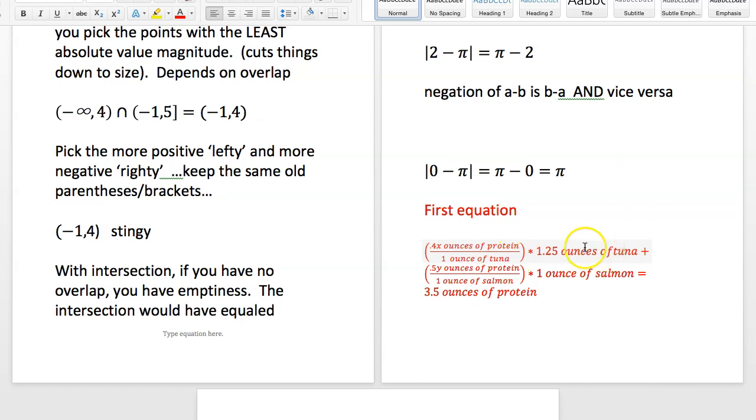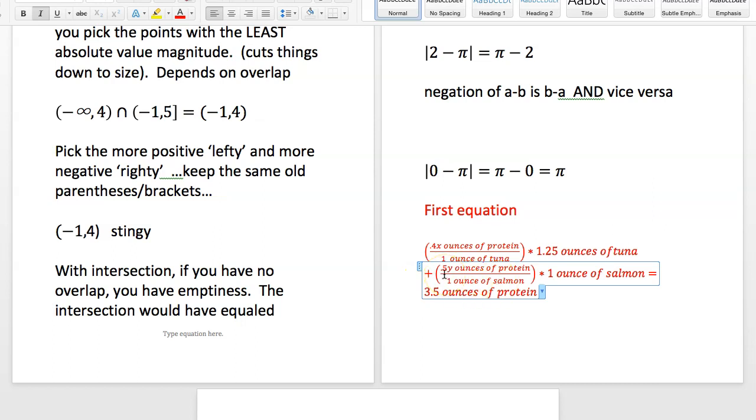So ounces of tuna will cancel each other here and here. Ounces of salmon will cancel each other here and here, because there's 0.4x ounces. There's 0.4 ounces of protein per ounce of tuna, but x is the amount that the person eats at the restaurant, so you multiply by x. Then we multiply by 1.25 ounces of tuna to adjust, and then we add. So we put the plus sign here.